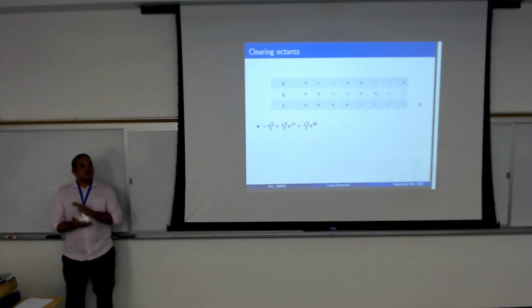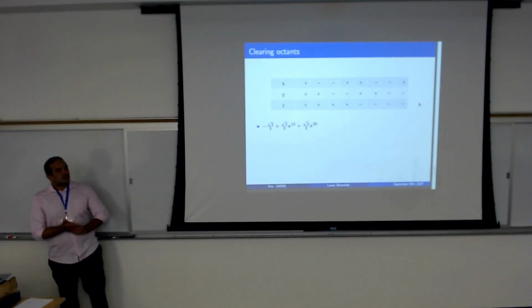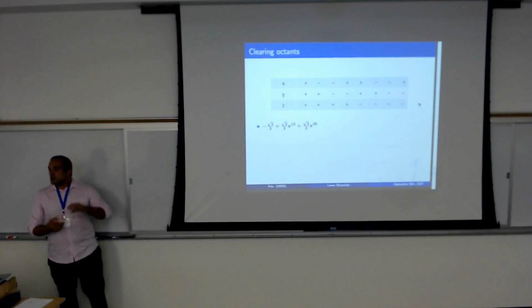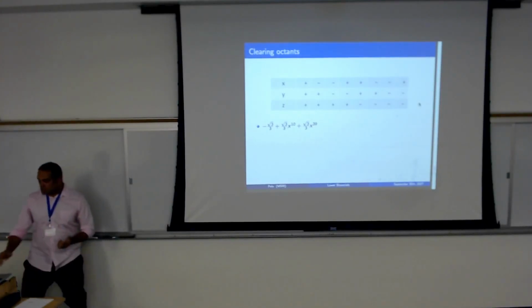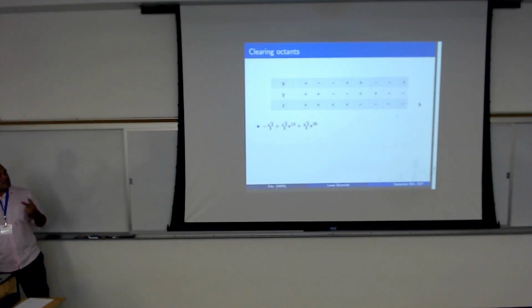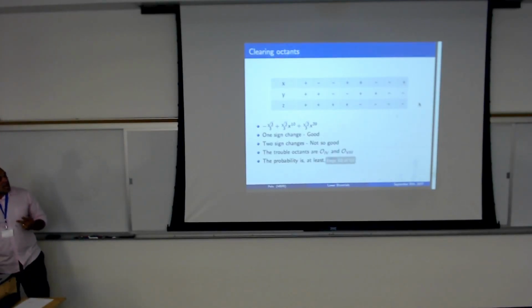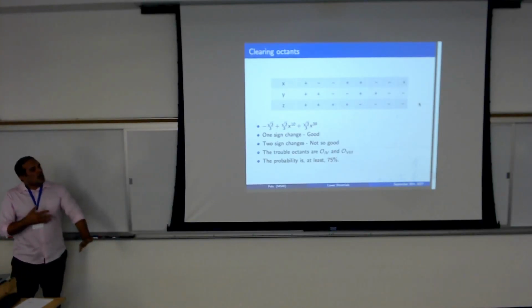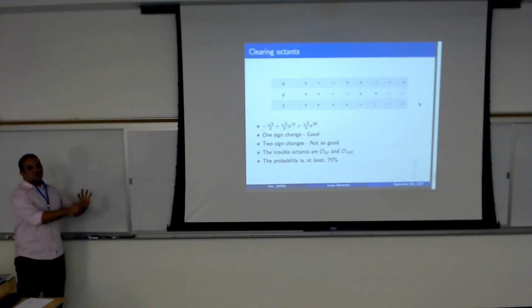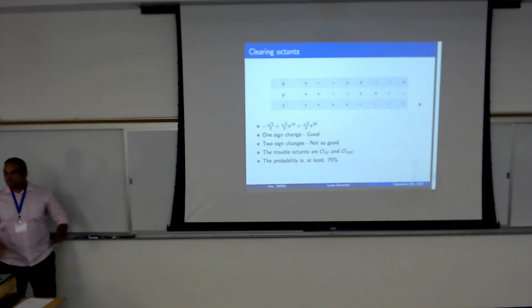So the only trouble octants are the octants with 2 sign changes: minus plus minus, plus minus plus. Since only 2 octants are the trouble octants, then the probability is going to be at least 75%, because you can get rid of 6 of the 8 octants as octants that this red region is never going to intersect.